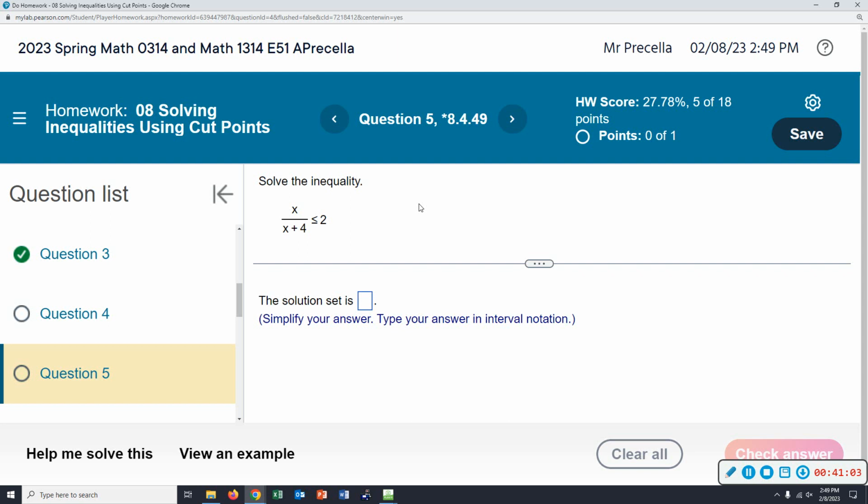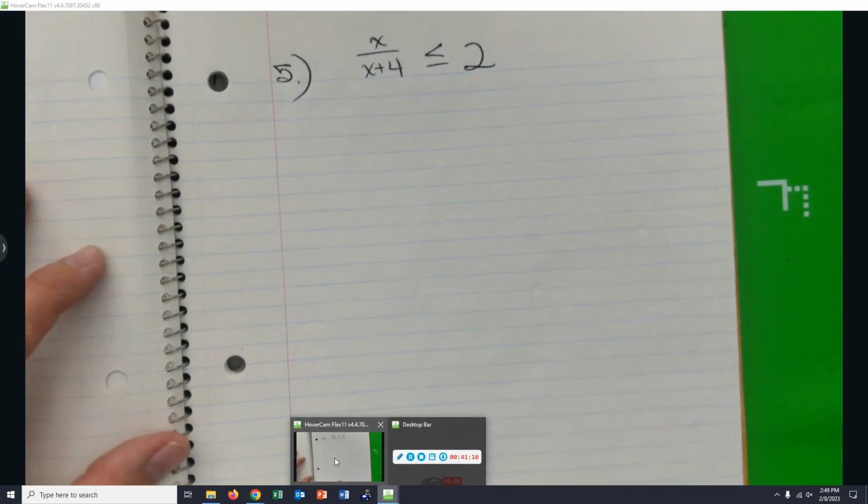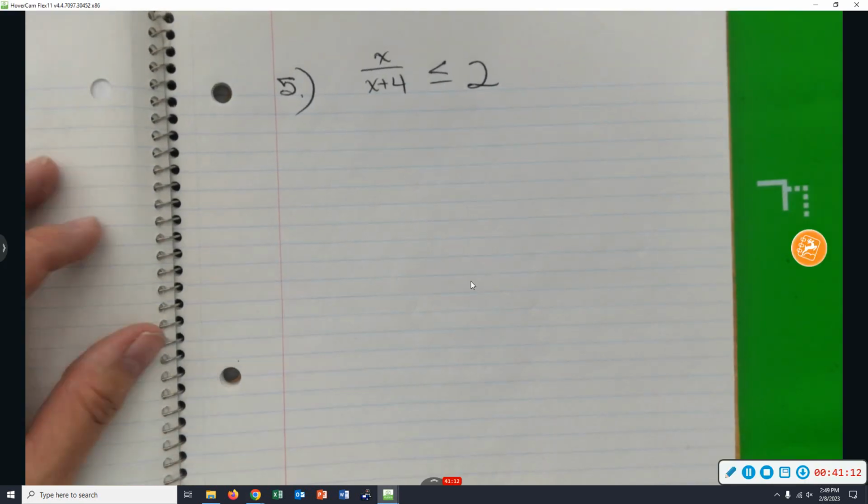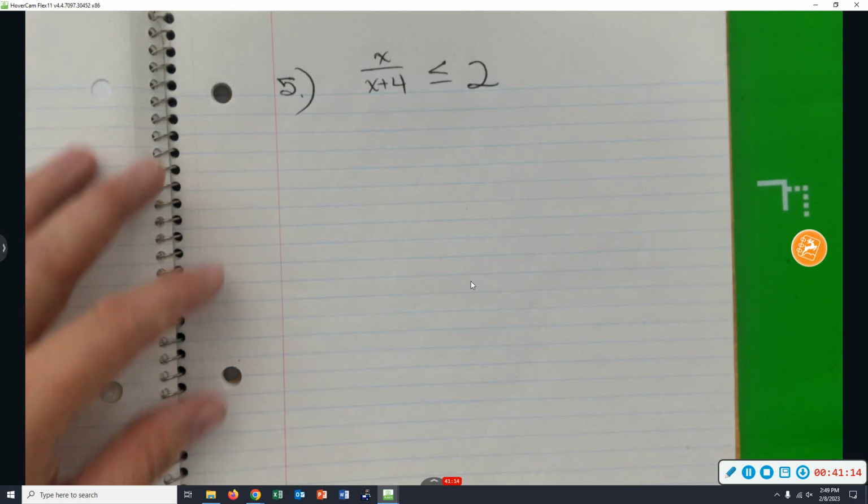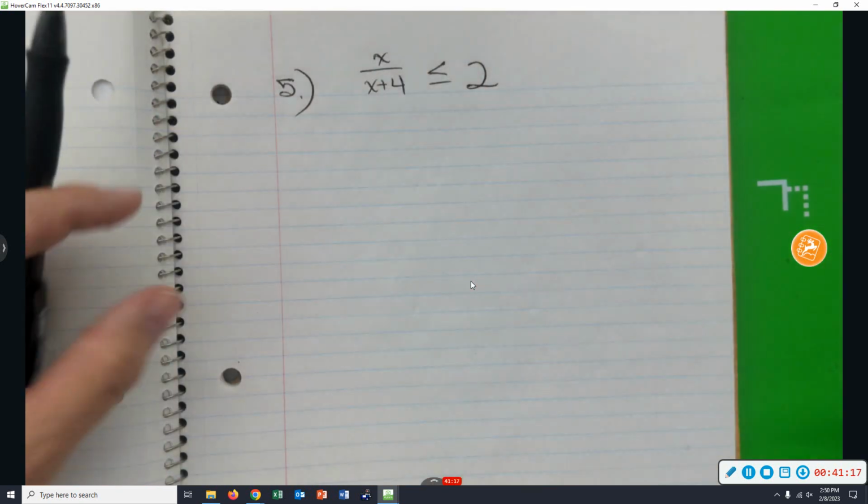X divided by x plus. Okay, let's switch to my paper. Is there going to be a denominator cut point on this one? Yes. Okay, first thing we do, we find solution cut points.